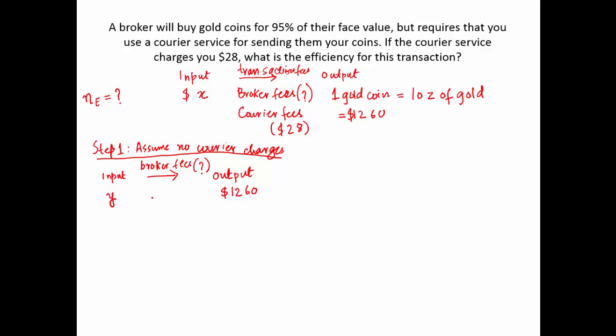but we know, what do we know? We know the efficiency of this process. We'll call it N_B to represent the efficiency of the broker transaction, which is 95%, given in the problem statement. And the efficiency is simply output over input. So our output is $1,260, and our input, let's call it Y.